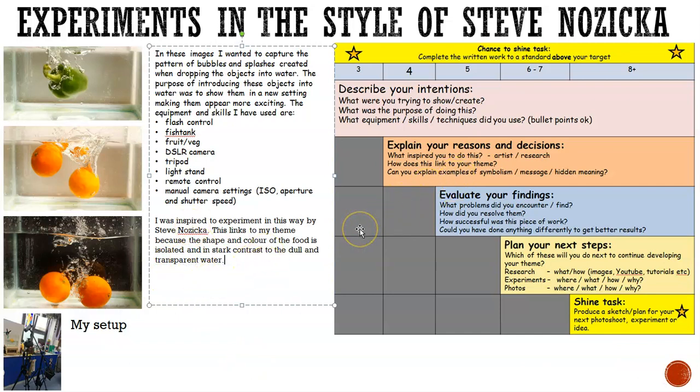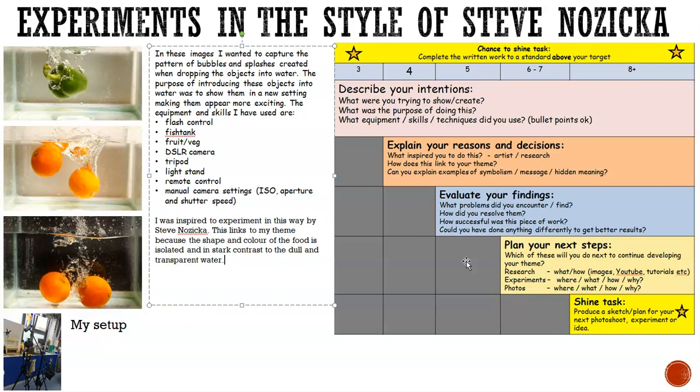Lastly, can you explain any examples of symbolism, message, or hidden meaning? Now again, this one can be quite tricky, but I am asking you to provide an example in your opinion. So you don't need to worry about facts. You don't need to worry about whether someone else is going to agree. You're just simply identifying something that you believe you can see within your own work.